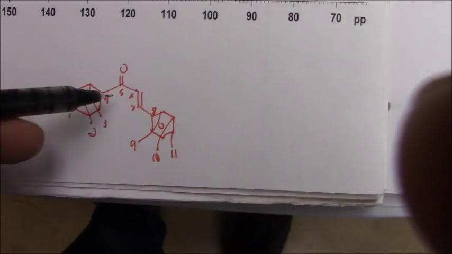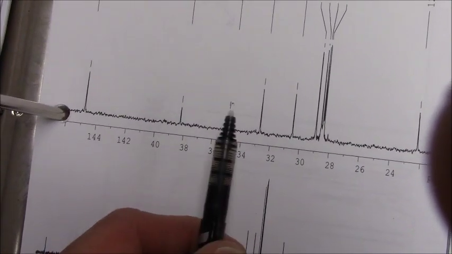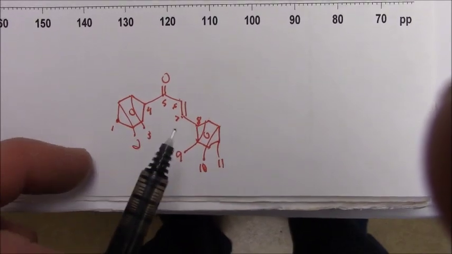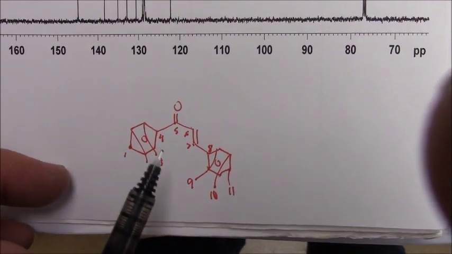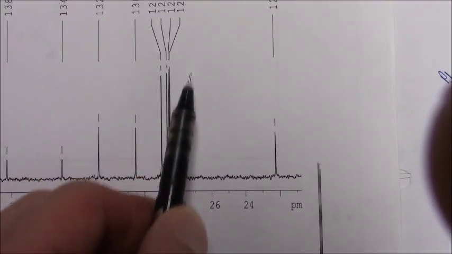So 1, 6, 7, and 11. What I would do is this one, this one, this one, and this one. Any of these 4 would be 1, 6, 7, or 11. The remaining 2, 3, 9, and 10, which are double and higher, would be these 4.